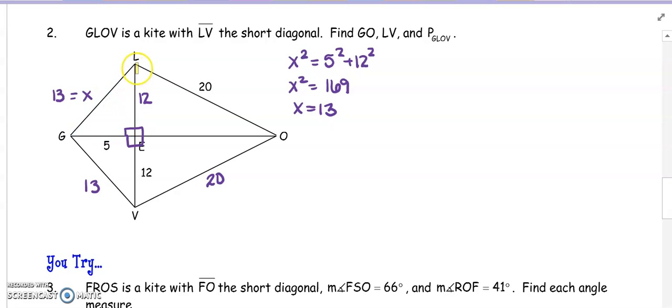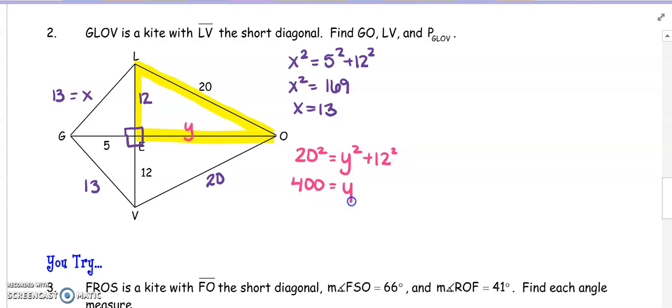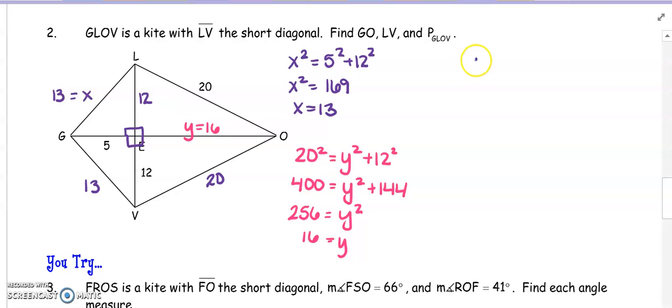Now I also need to take a look at this triangle. I am missing this piece right here, which I'm going to call Y, and I'll say 20 squared is equal to Y squared plus 12 squared. That's 400 is equal to Y squared plus 144. And if I move that 144 on over, well, that's 256 is equal to Y squared, which will make Y equal to 16.